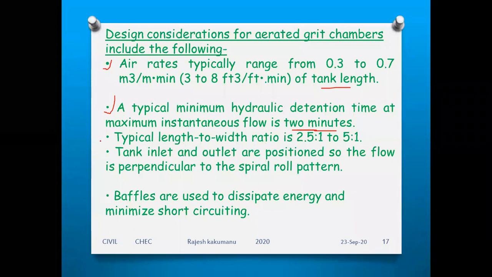Third point, typical length to width ratio. So typical length to width ratio is 2.5 to 1 to 5 meters to 1 meter.